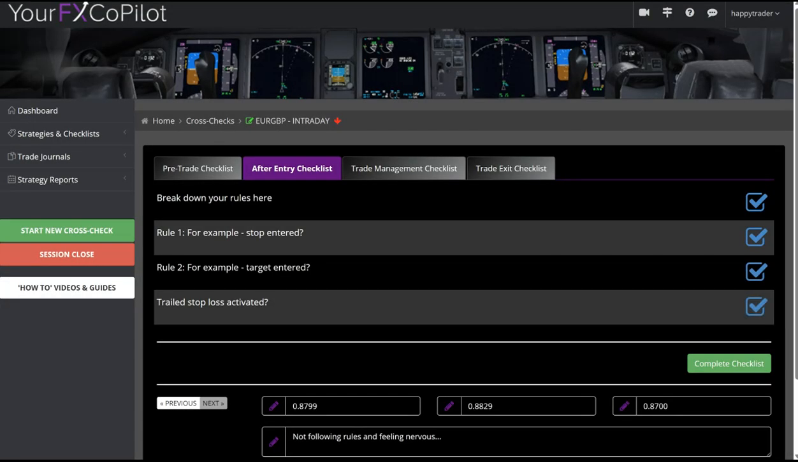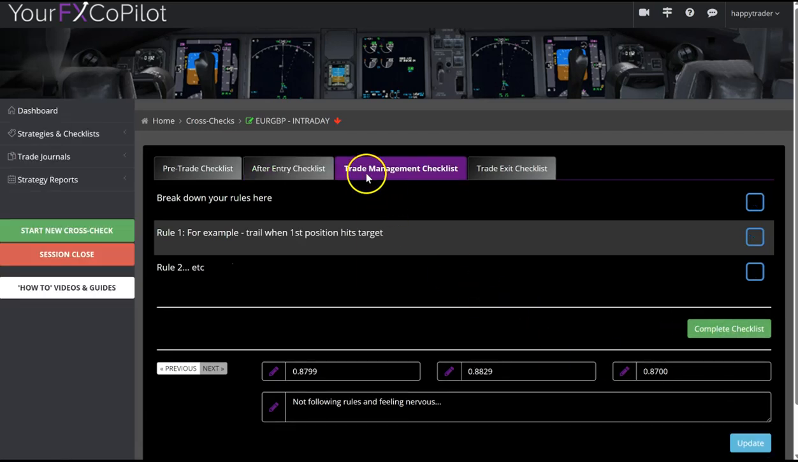And just before completing the checklist, I just want to show you how these details that had been previously entered on the pre-trade checklist have carried through. And here at a glance, you can see where we are in the process. So the pre-trade checklist is done, and this is where we are currently. I'm now going to complete the checklist, and we are now in the trade management checklist.